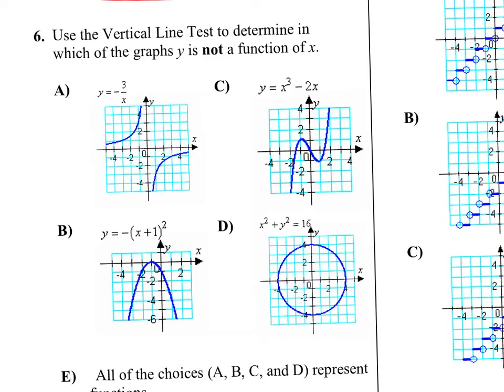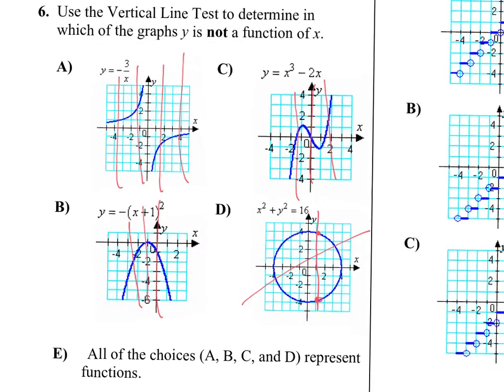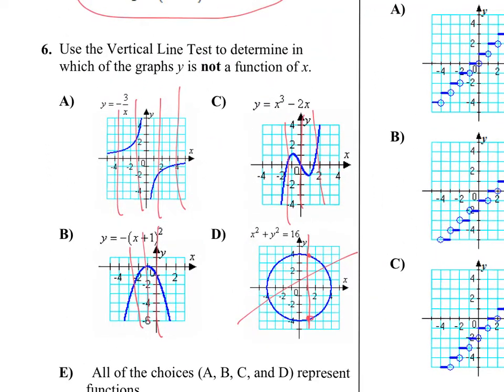Alright, now we're going to look at number 6. Use the vertical line test to determine which of the graphs is not a function. Remember now, vertical line test: if I can hit the graph in more than one place, it's not a function. And notice on this one, I can hit 2 places. So this one is not a function. The rest are all functions. All my vertical lines hit in only one spot. So D is the one that is not a function.